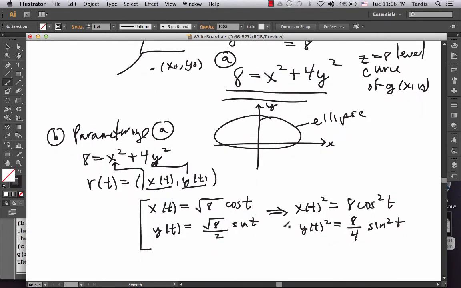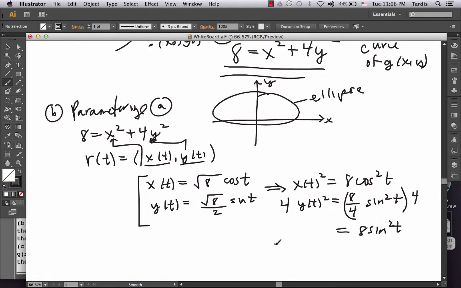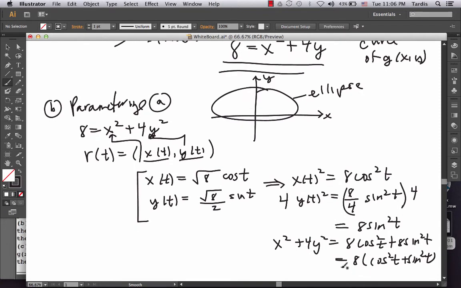And therefore, when you multiply y squared by 4, 4y squared is 8 sine squared of t. And because x squared plus 4y squared is 8 cosine squared of t plus 8 sine squared of t, by the trig identity cosine squared plus sine squared, you in fact get 8. So here is our curve.